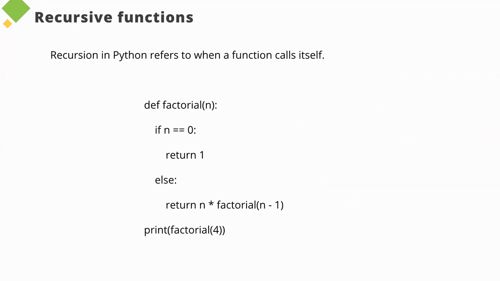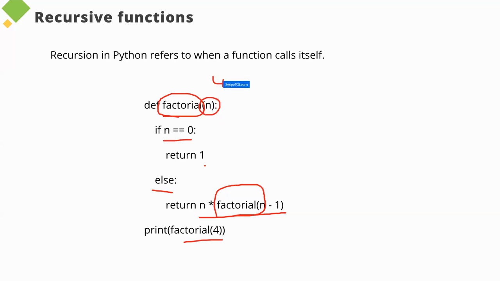So here, if you check the code, if n equals 0, return 1, else return n into factorial of n minus 1. So in the function call of factorial itself, factorial is again called repetitively. Suppose, let's see how this is going to be called. If factorial of 4 is called, n will be 4.